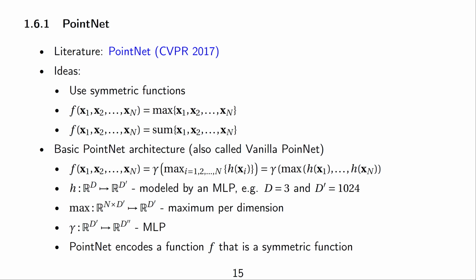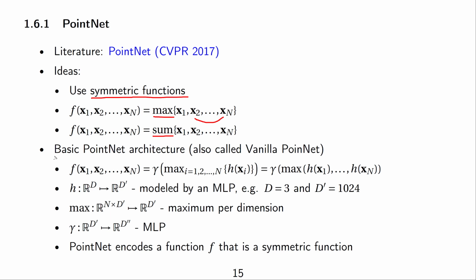Let's discuss PointNet in a bit more detail. One idea of PointNet is to use symmetric functions, as we discussed before. For example, maximum and sum are two functions that can take in a set of points and give the same result regardless of the order of the points. So if x2 and xn switch positions, then the max function still gives the same result if it is computed dimension-wise, that is component-wise, as we discussed before.